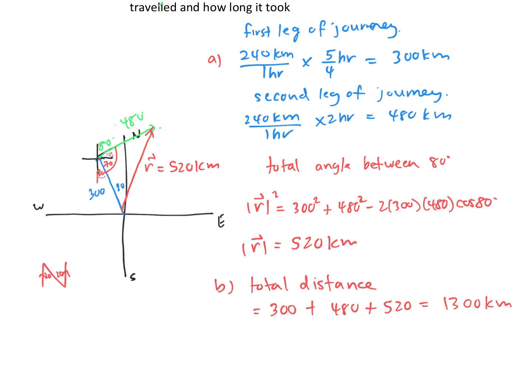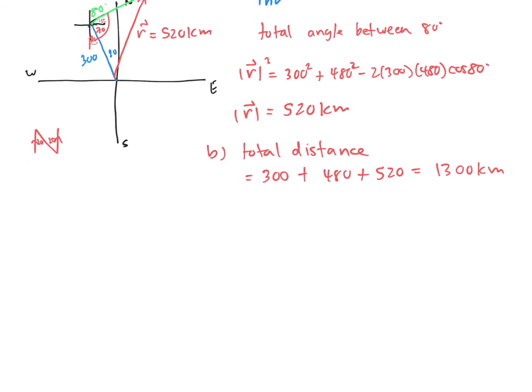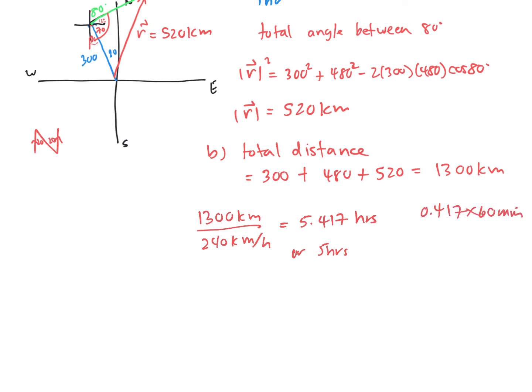And then how long it took. Well, I know it's going at 240 kilometers per hour. So if I take the distance I traveled and divide it by the speed that we traveled at, we'll be able to figure out the time that it takes. It works out to be 5.417 hours, or if you want to do hours and minutes, multiply 0.417 times 60 minutes, and that is 25 minutes. It doesn't ask me for directions, so we're not going to worry about that.